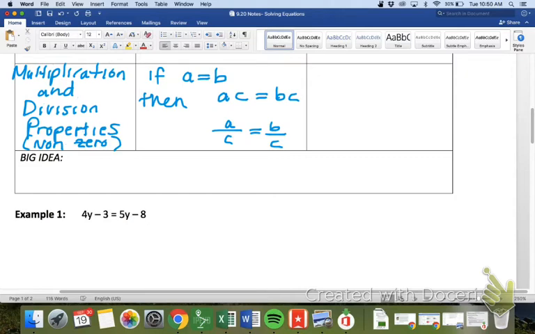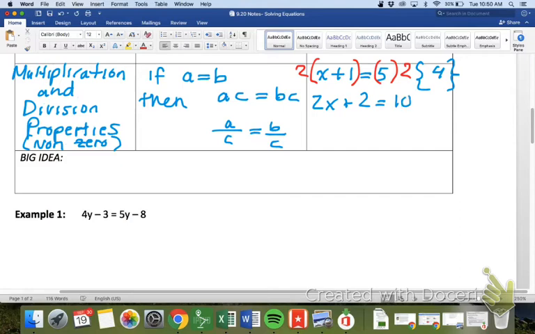If we think about an example here, we're going to start with the same equation we did in the previous example for addition and subtraction. We can start with x plus 1 equals 5, and we know that the solution here is 4, just like before. Now what happens if I multiply both sides by a number? I'm going to choose 2. When I multiply both sides of this equation by 2, I get 2x plus 2 is equal to 10.